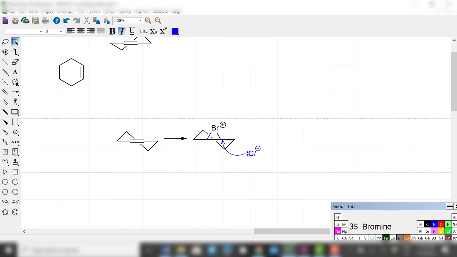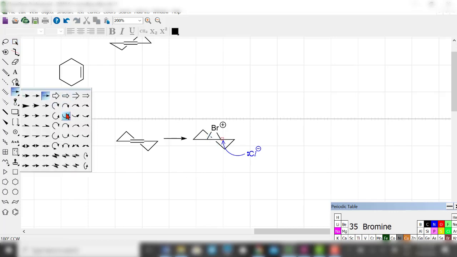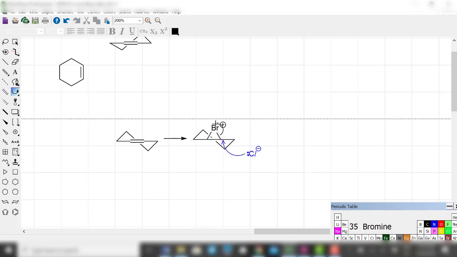Now you know that the chloride can approach from both carbons. So if it approaches from here and the bond breaks like this, I'm just going to put it in blue. The bond breaks like this. Now I just want you to pause for a little while to think about what you think the transition state will look like.